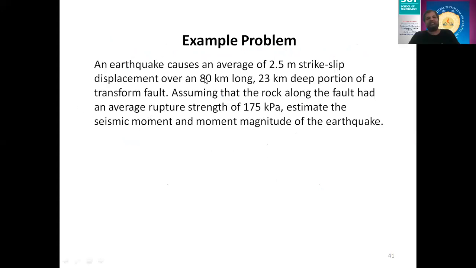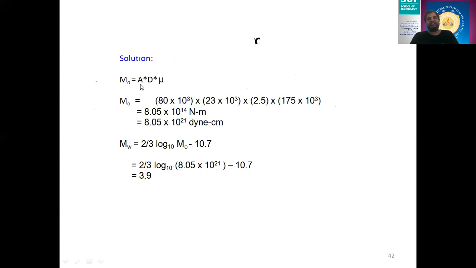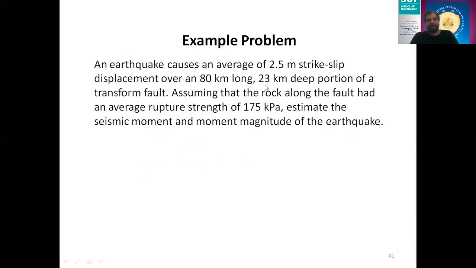An earthquake causes an average of 2.5 meter strike slip displacement over an 80 kilometer long, 23 kilometer deep portion of a transform fault. Assume the rock along the fault had an average rigidity of 175 kPa. Estimate the seismic moment and the moment magnitude of the earthquake. You can see here, the seismic moment is nothing but the area of the rupture multiplied by the slip multiplied by the rigidity or the strength of the rock. Area is given. You can see the area is given here, 23 and 80 kilometers, right?